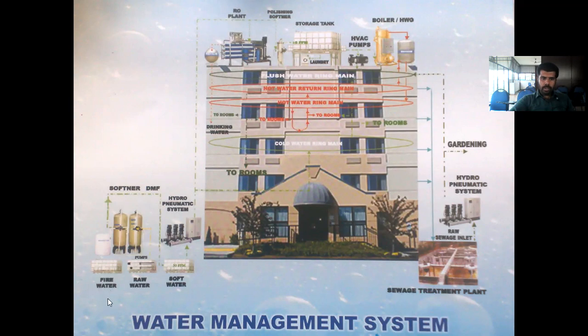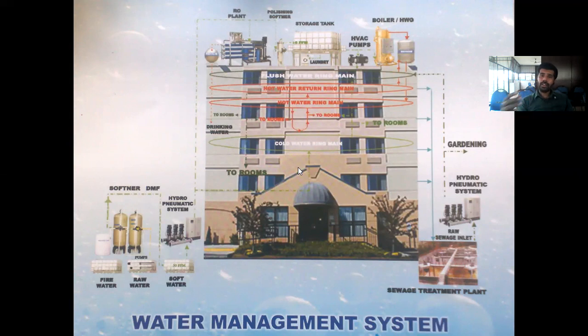Okay, and then this is STP, sewage treatment plant, hydrodynamic systems, flush water ring system, hot water return pipe. These are different water connections. Water management systems: we have hot water system, cold water system, flushing. Then if we need HVAC, we need pumps, like if you are using chillers, that also you need. Then different filtration systems are there, like RO plants, softeners, dual media filter, etc.